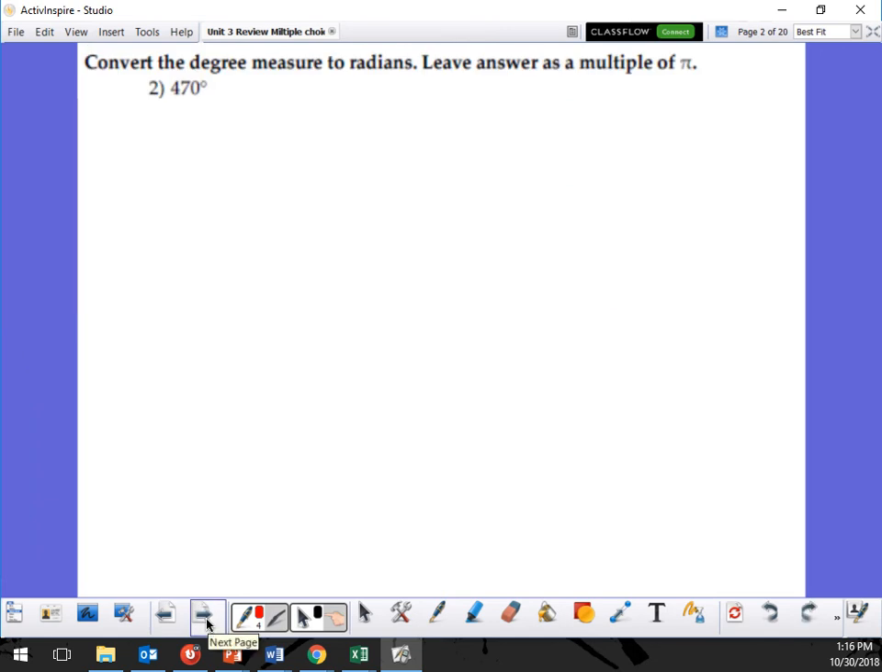Number two. Convert degrees to radians. So I'm going to multiply by what? Pi over 180. 470 times pi over 180. You get 47 pi over 18. C.